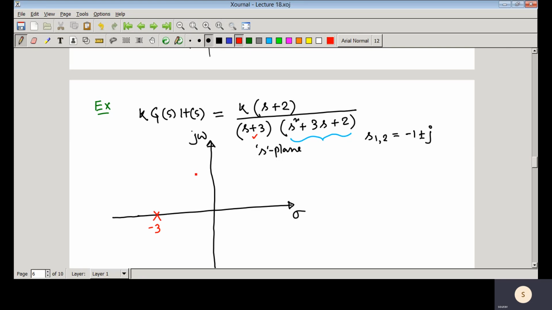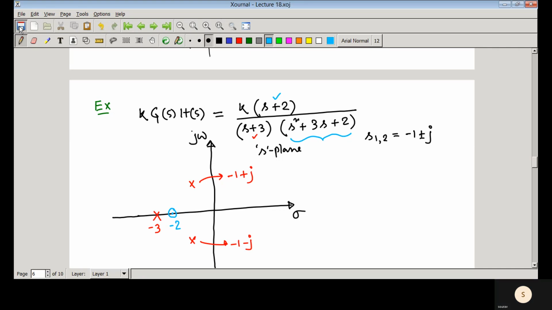So that means here you have minus 1 plus j, and here you have minus 1 minus j, and there is one zero that is at minus 2.